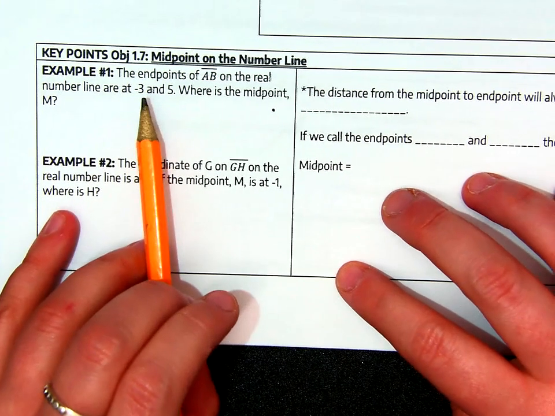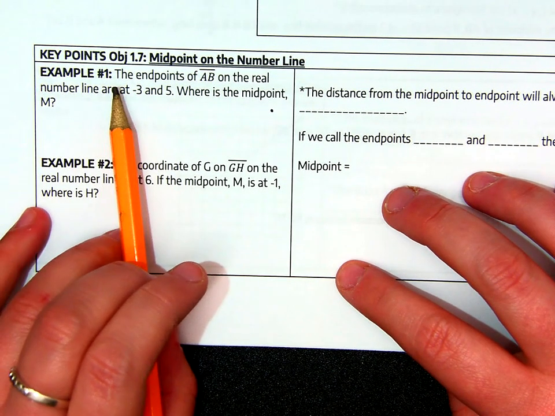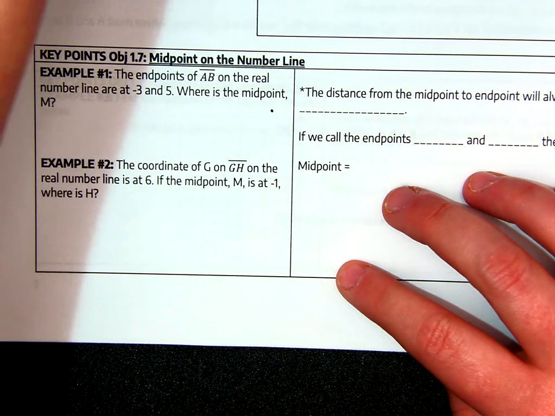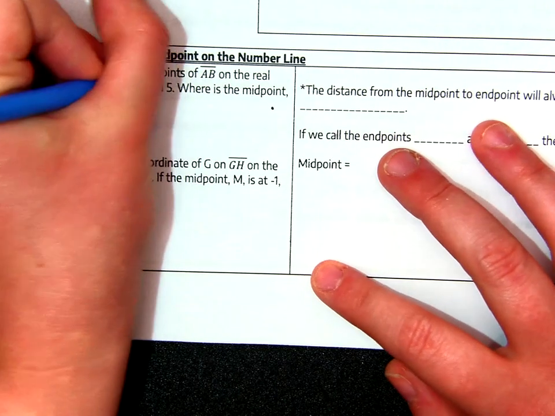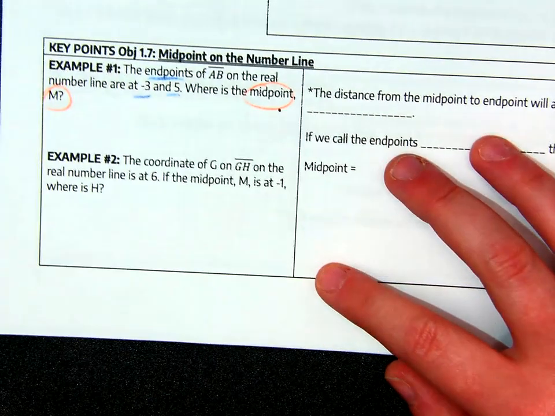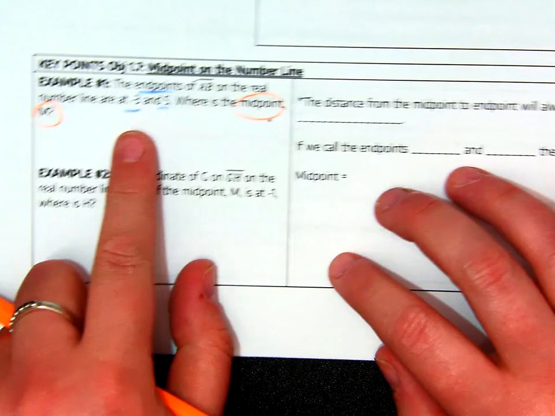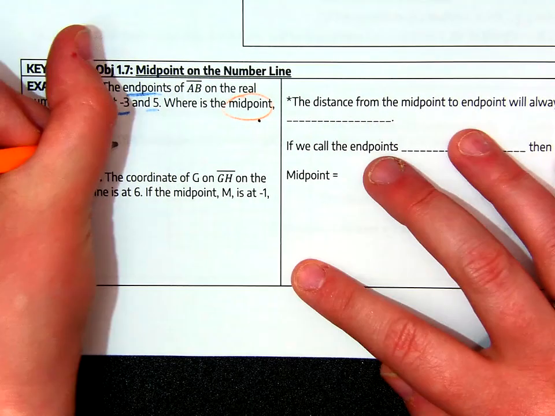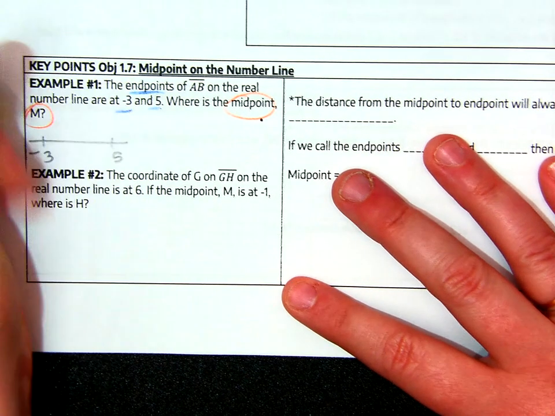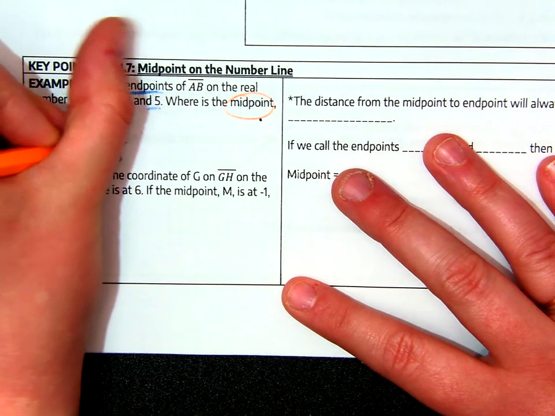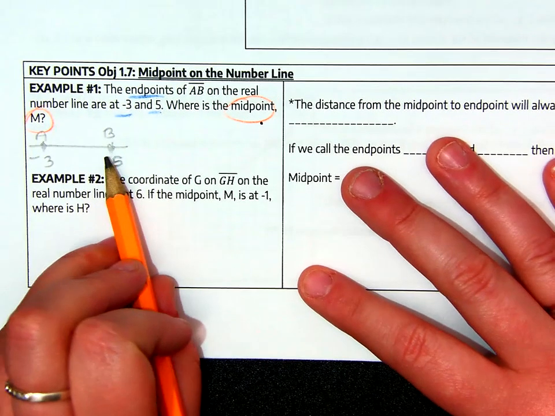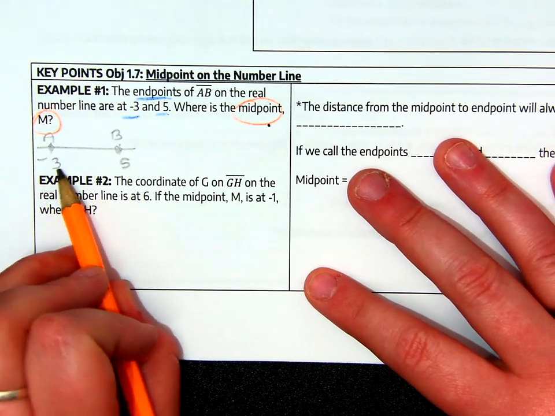Okay, so let's look at example 1 to start. It says the endpoints of AB on the real number line are at -3 and 5. Where is the midpoint M? So there's a few ways I can find this. First, if I draw this out, and I think, okay, -3, 5. So those are my endpoints, A and B. And I think about the middle. So how far is it from -3 to 5?